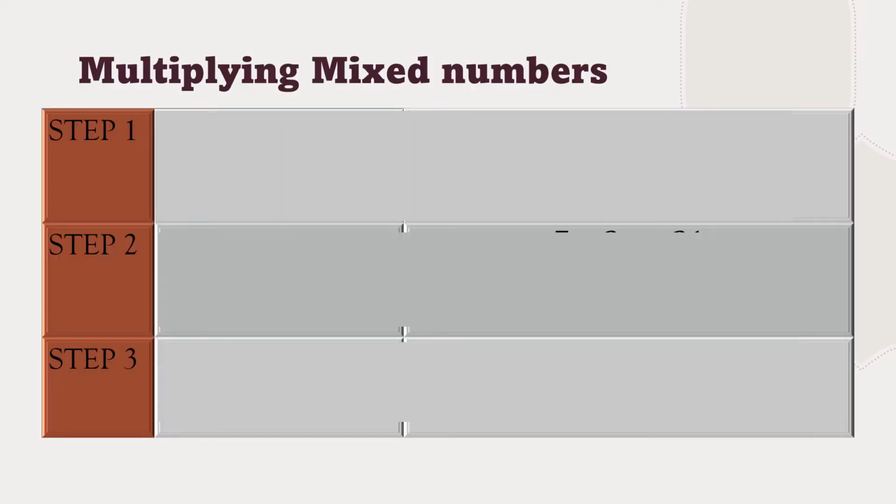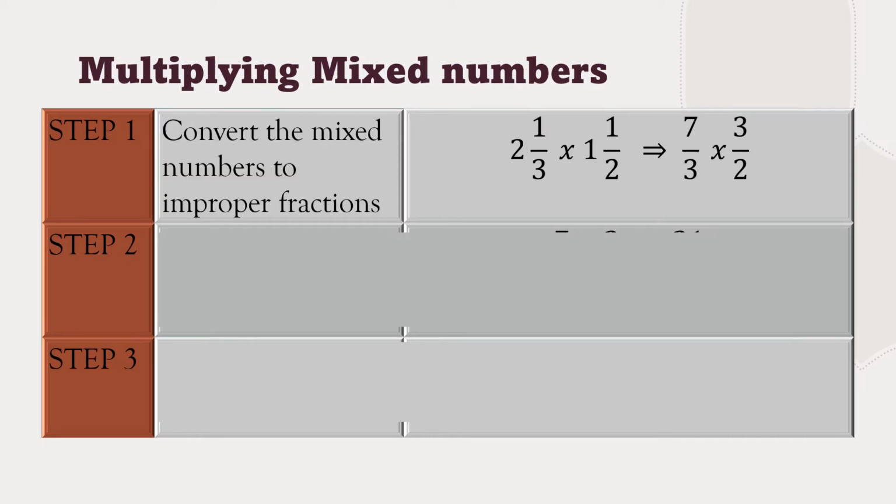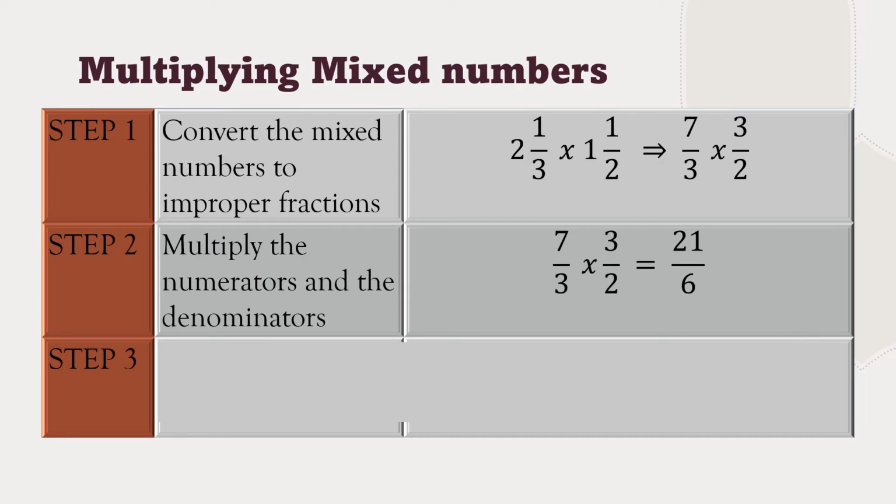Let us now proceed to multiplying mixed numbers. Step 1 is to convert our mixed numbers to improper fractions. So we have here an example: 2 and 1/3 multiplied by 1 and 1/2. So 2 and 1/3 will become 7/3, and 1 and 1/2 will become 3/2. And now we will multiply the numerators and the denominators. So 7 times 3 is 21, and 3 times 2 is 6.